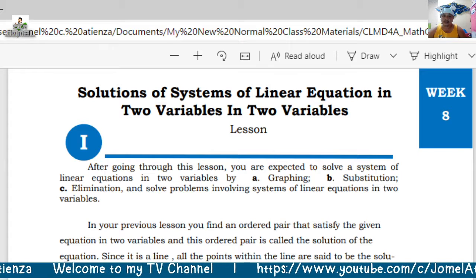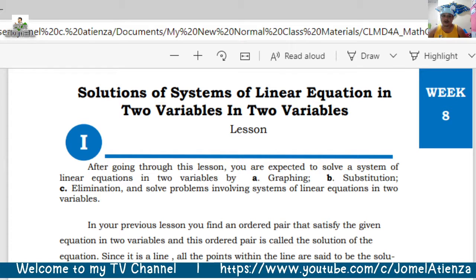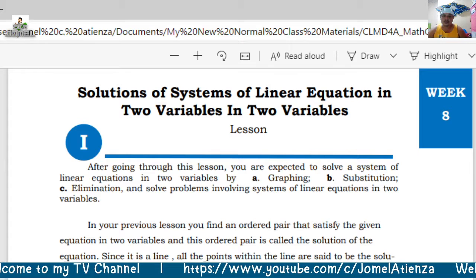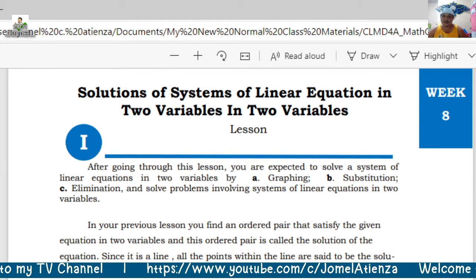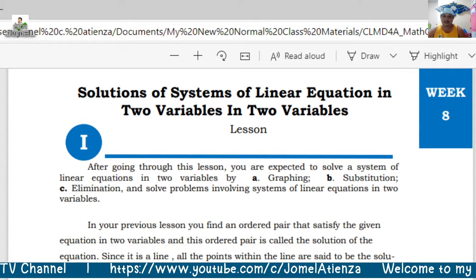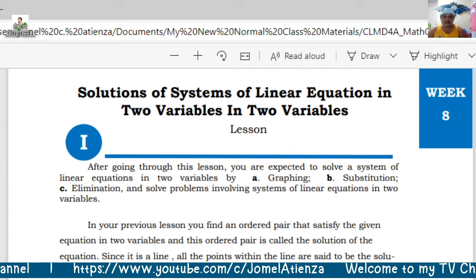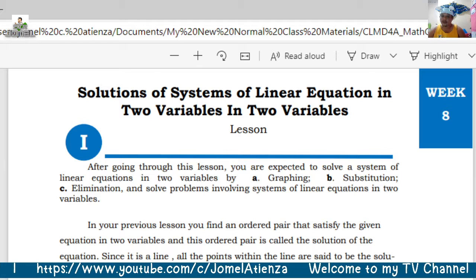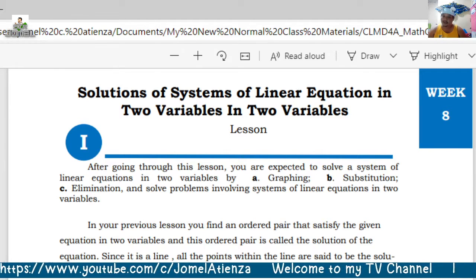However, in a system of equations, you are looking for a unique ordered pair that will satisfy both equations through graphs. That ordered pair is the coordinate of the point of intersection. The point is the solution of the system of equations, or the system of equations may have one solution, no solution, or infinite or many solutions.